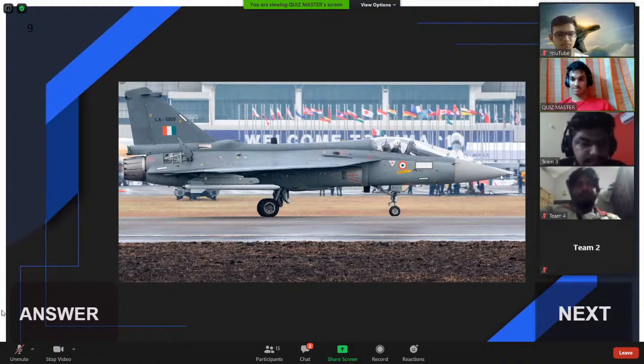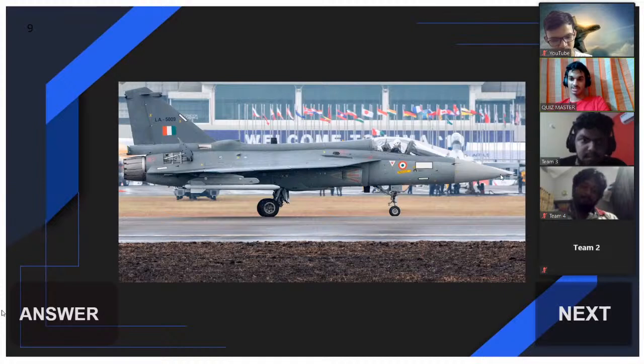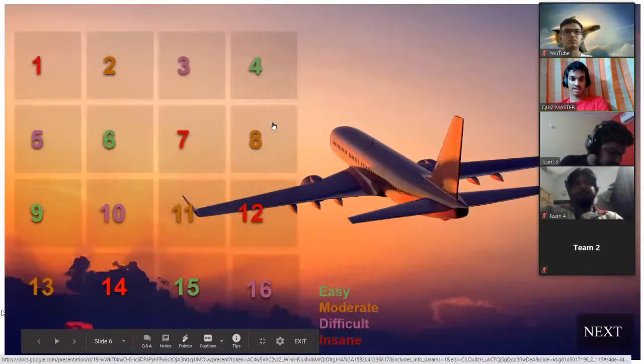Team 3 pounces, team 6 pounces, team 5 pounces. Team 1 pounces. Okay, I'm closing pounces. So team 4, give me your answer, please. LCA Tejas. Yep, LCA Tejas is the right answer. So plus 15 points to team 1, team 3, team 6, team 5, and team 4. Right? Scorers? Yeah, cool. Cool. Okay, next will be a direct to team 5.